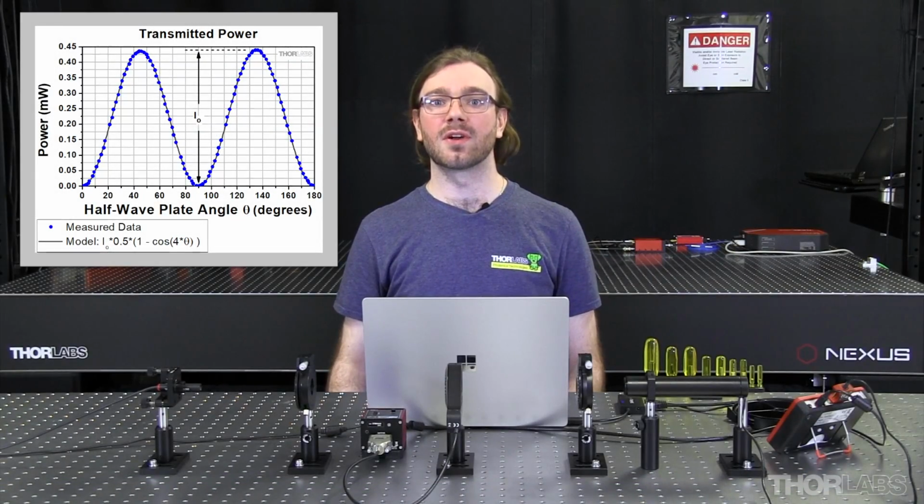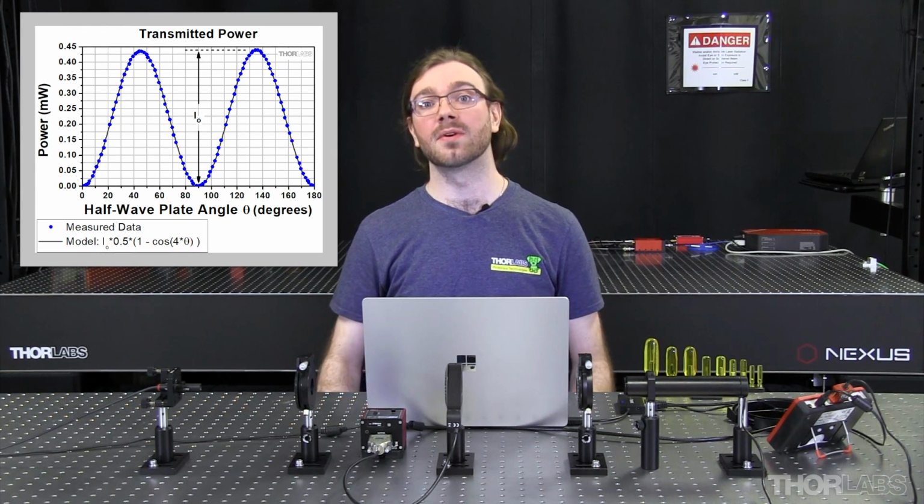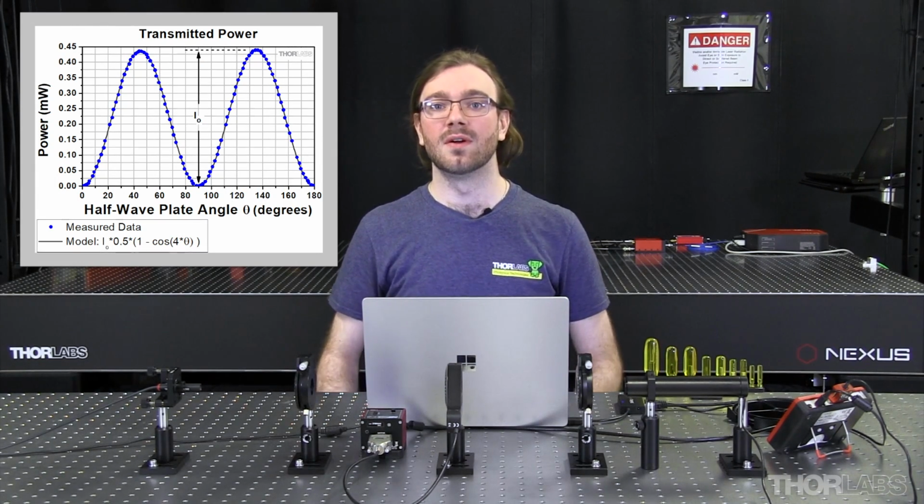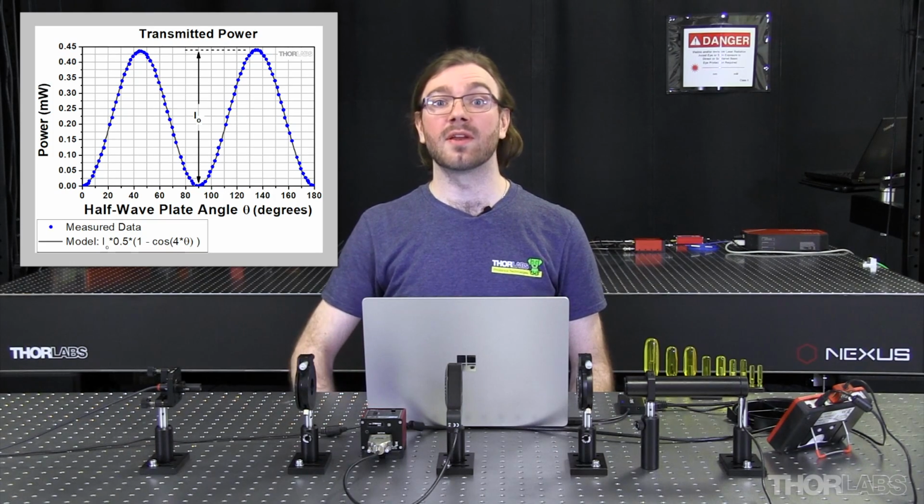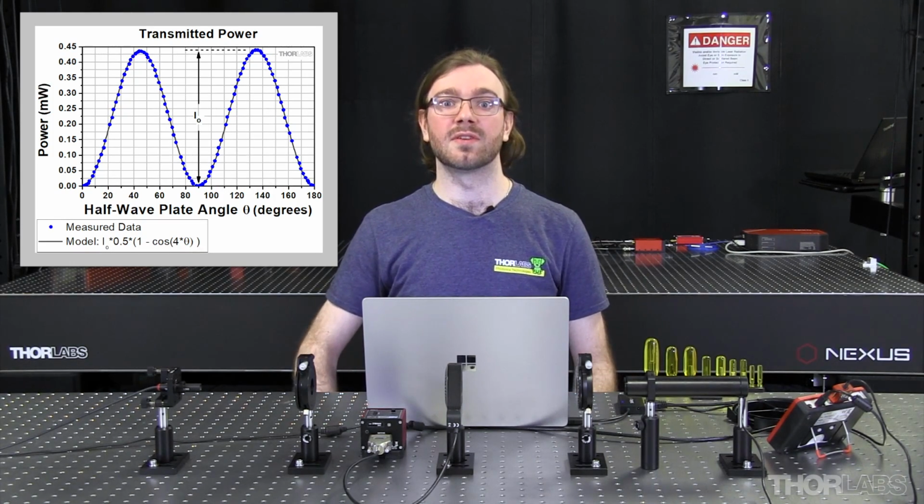Now that we've created a lookup table that relates the output power to the half-wave plate's rotation angle, we can fit the data and create a function that finds the angle given a desired output power.